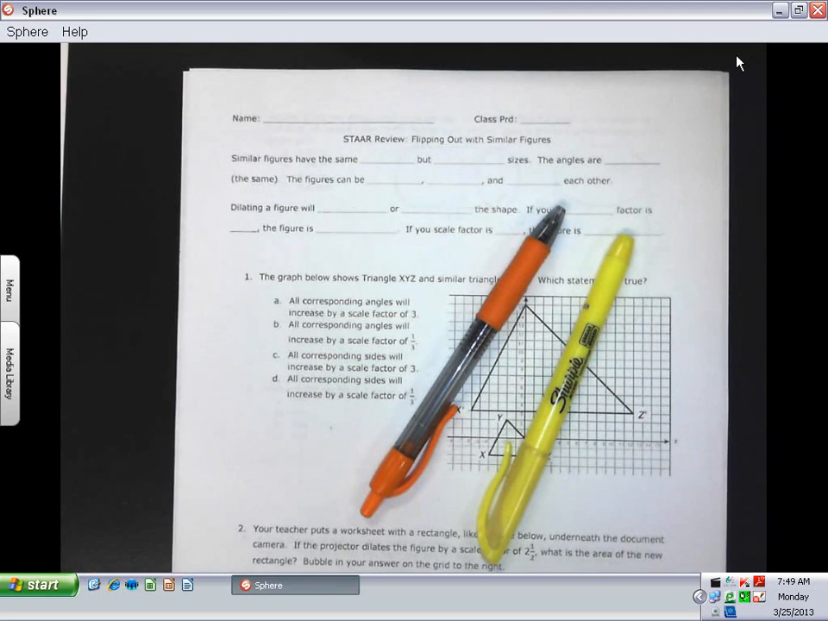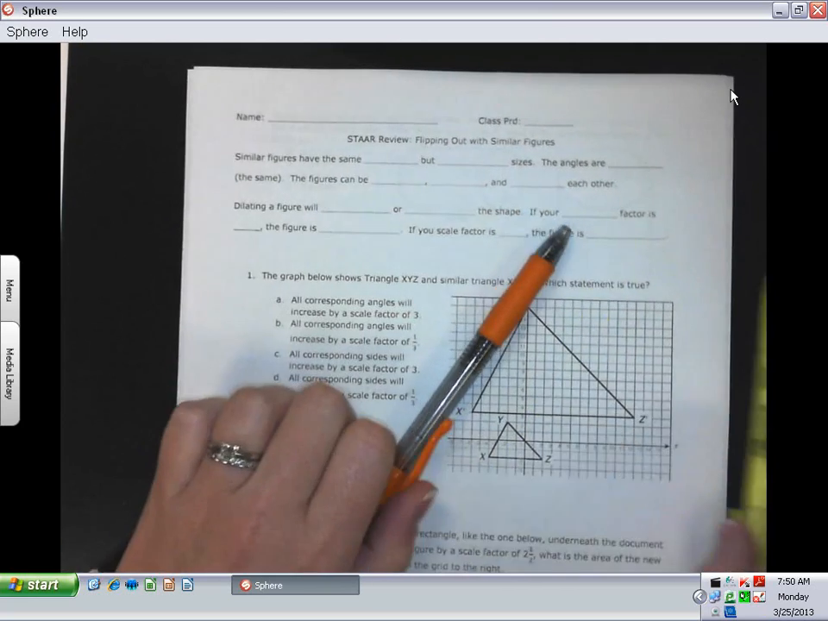Okay guys, today we are doing a STAAR review with similar figures. So you need your Flipping Out with Similar Figures worksheet, and you need a pen or pencil, and if you have a highlighter around, that would be great. So this is just a real quick review.